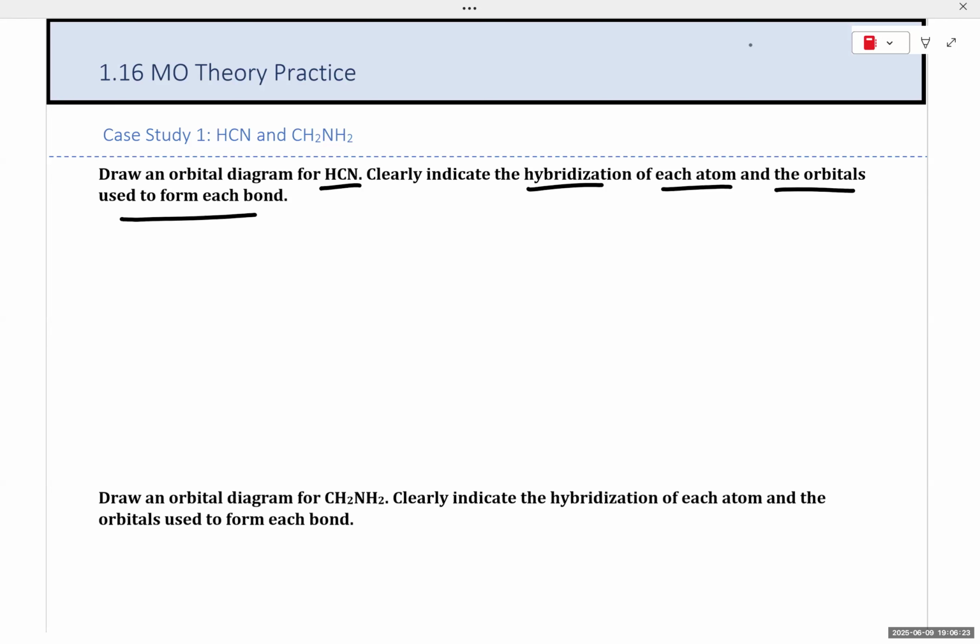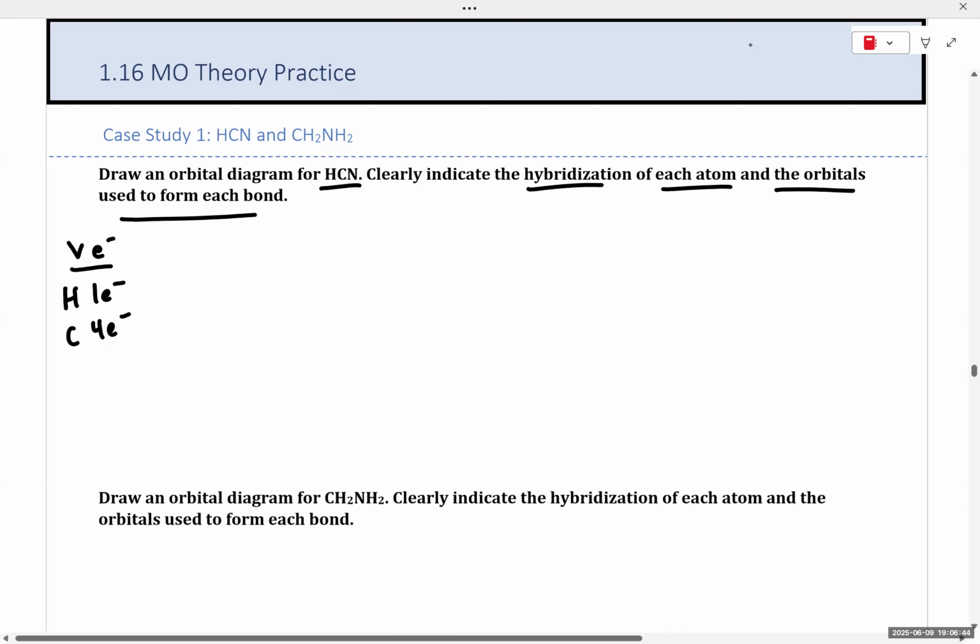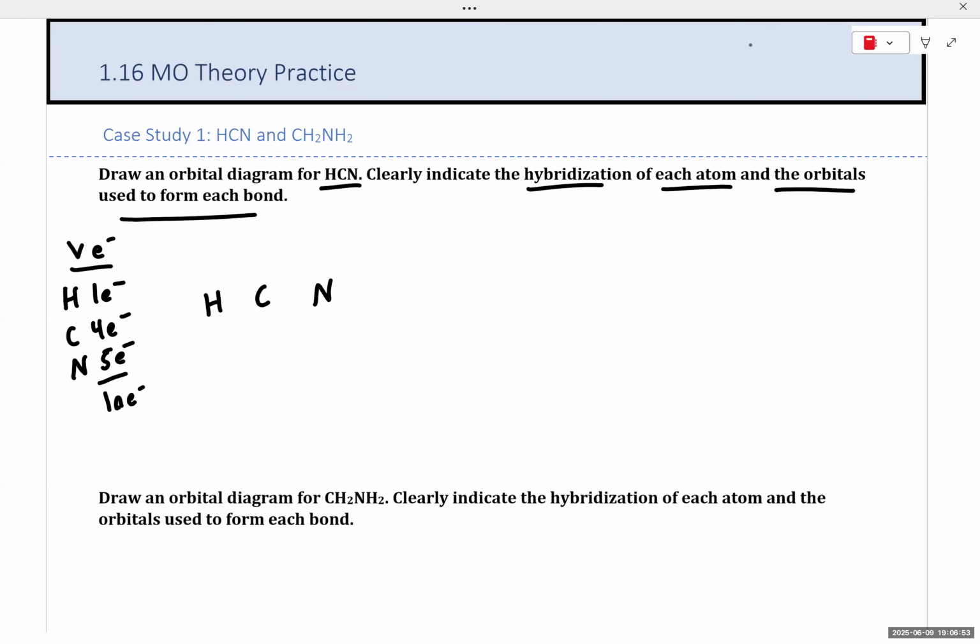So let's start from scratch here. Before I make an orbital diagram, I like to draw a basic Lewis structure. Counting out the valence electrons, hydrogen has 1 electron, carbon has 4 valence electrons, and nitrogen has 5 valence electrons. So we have 10 electrons to work with. We're going to put carbon as our central atom and surround it with hydrogen and nitrogen. We'll form one bond each, giving us 6 electrons remaining, and then we add our lone pair electrons. We've run out of electrons.